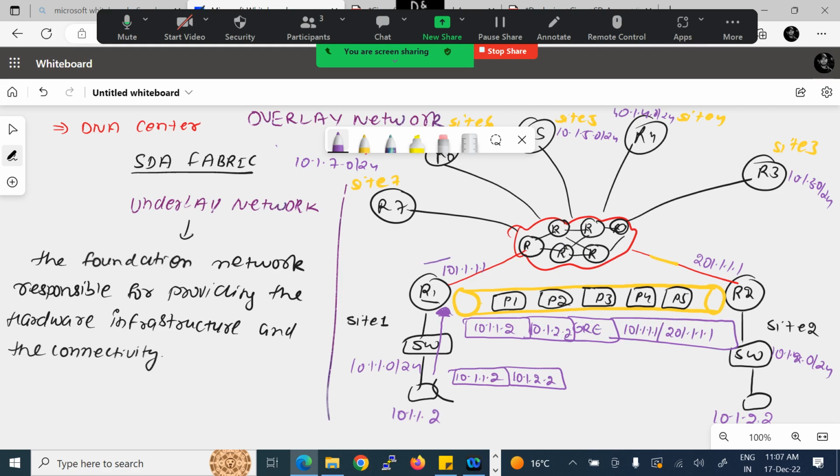So when this traffic is given to the ISP, it will say, okay, we have to go to 201.1.1.1. The ISP router will not check the internal header. Then the traffic will be forwarded to R2. R2 will remove this header and then the remaining packet will be given to this.